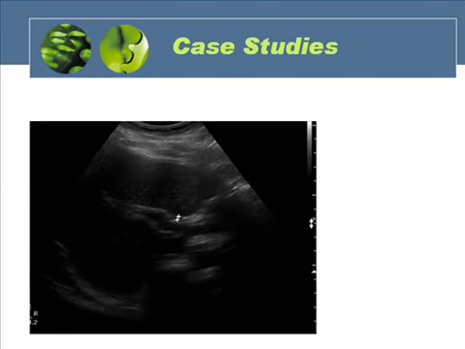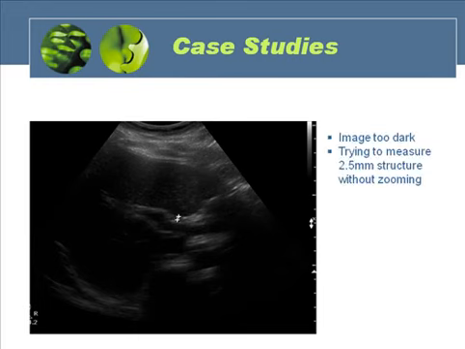Now let's look at this structure. I think there's a few issues with this image. Yeah, I agree. This image is way too dark. We can barely see any definition in this liver whatsoever. And also, remember what I said about measuring something. If you're going to measure a small structure, such as this 2.5 millimeter bile duct, you really want to zoom up on it before measuring.